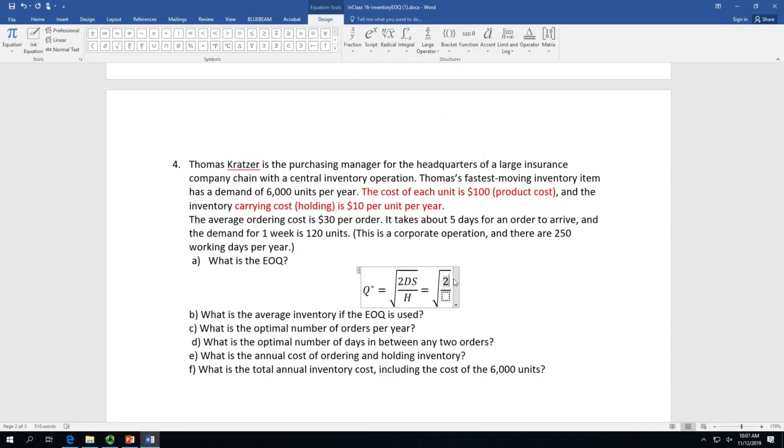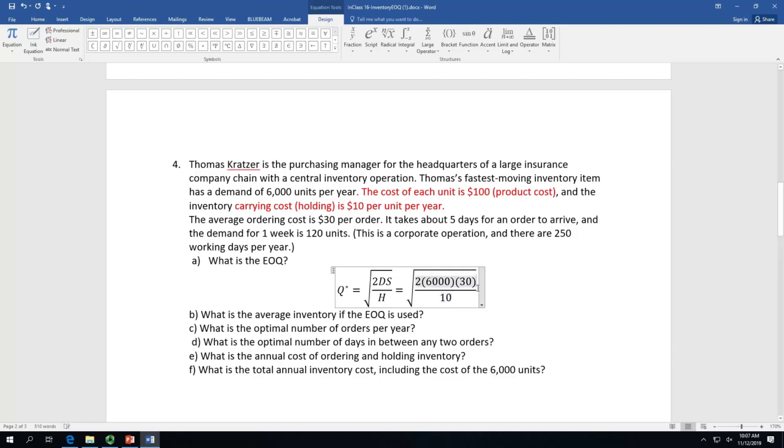So we just use this equation right away. And annual demand, it is 6,000. And the setup cost, it is 30, so $30, divided by the holding cost, it is 10.